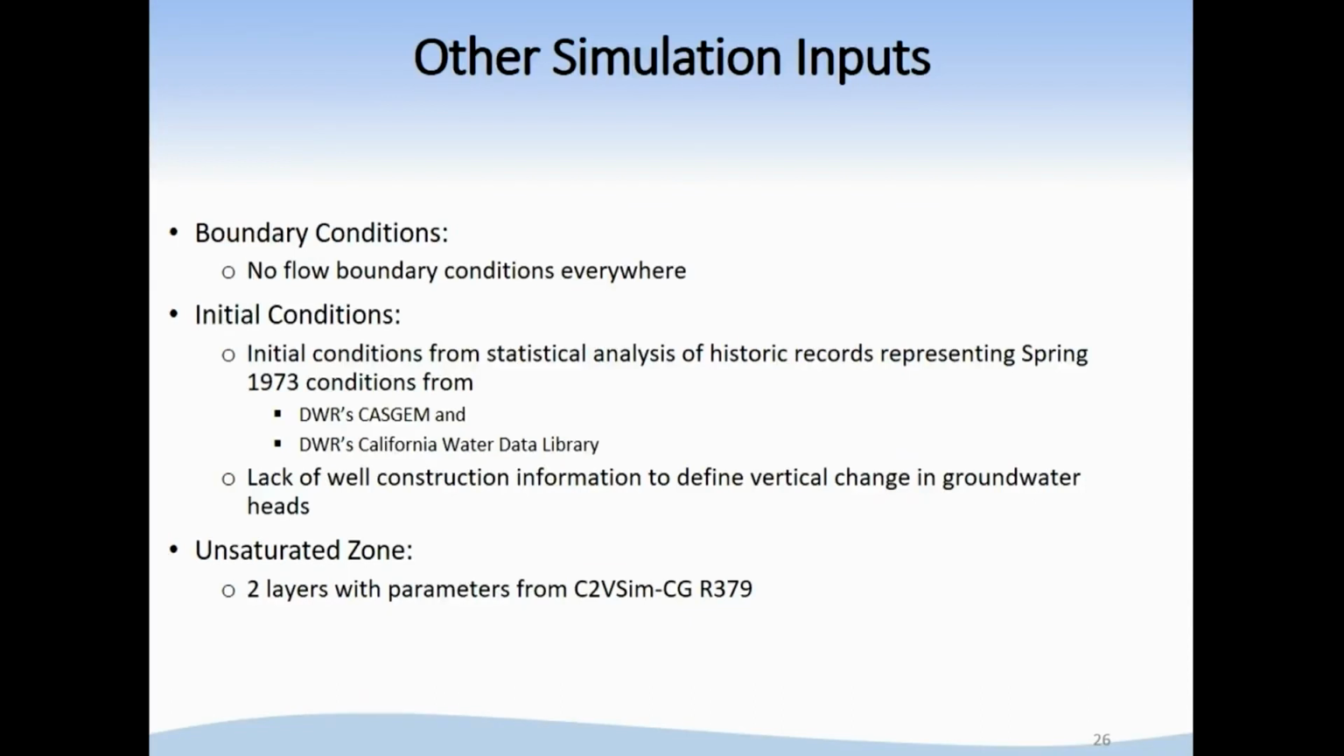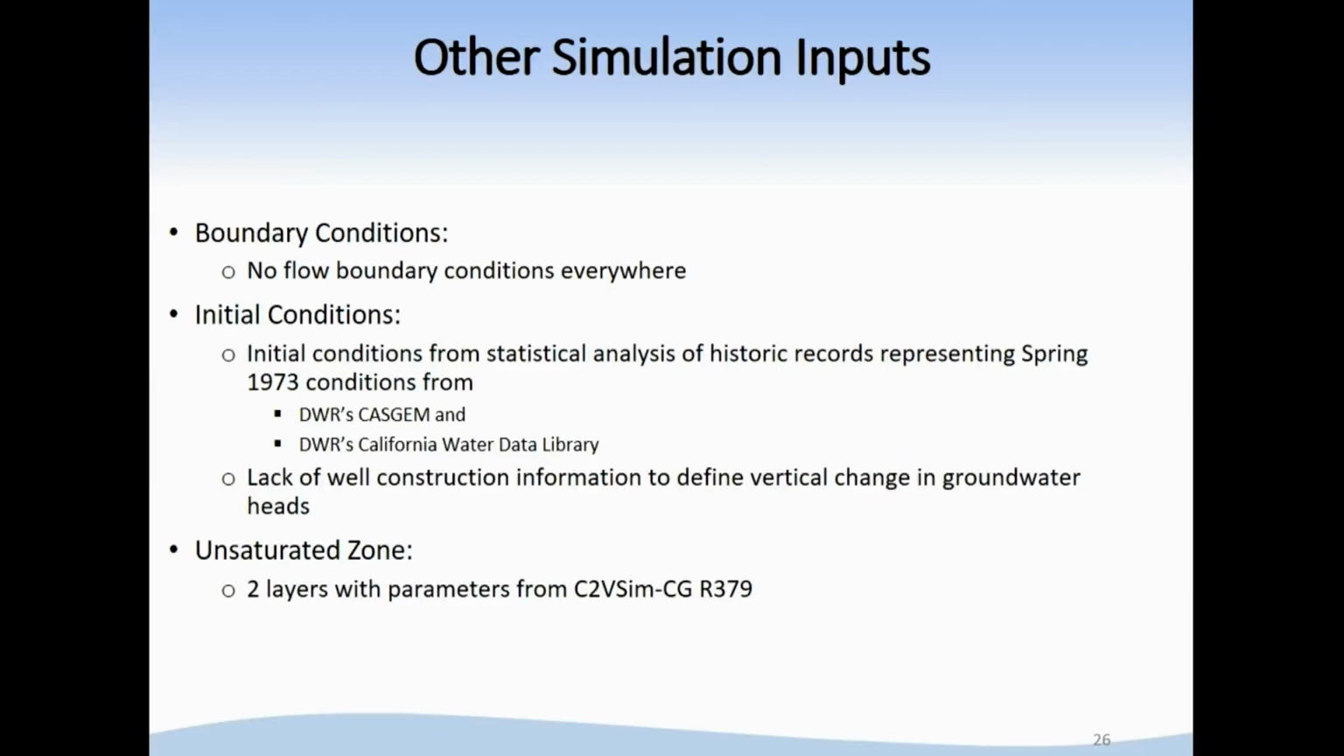A couple more simulation input files. For the boundary conditions, the model has no specified flow boundary conditions throughout the model area. The small watersheds dictate the boundary flow at the model edges. For the initial conditions, we collected information from 1973 groundwater levels and brought it together. We used some statistical analysis to come up with initial conditions, but the lack of well construction information was a big challenge for defining a spatial and vertical distribution of the initial heads in the model.